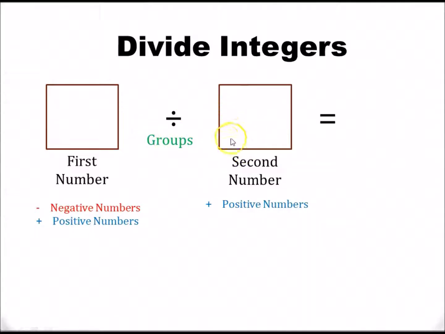And on our second number right here, we're always going to keep it as a positive number. So if there's a negative number right here, we will have to give it back to the first number. So let's look at an example.